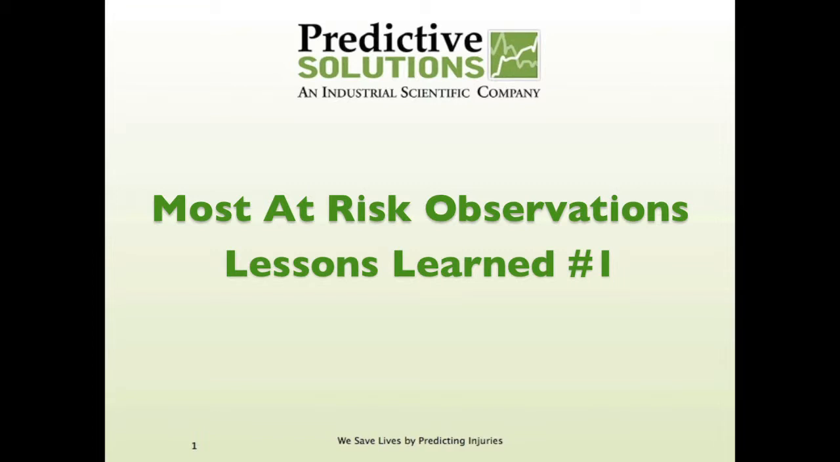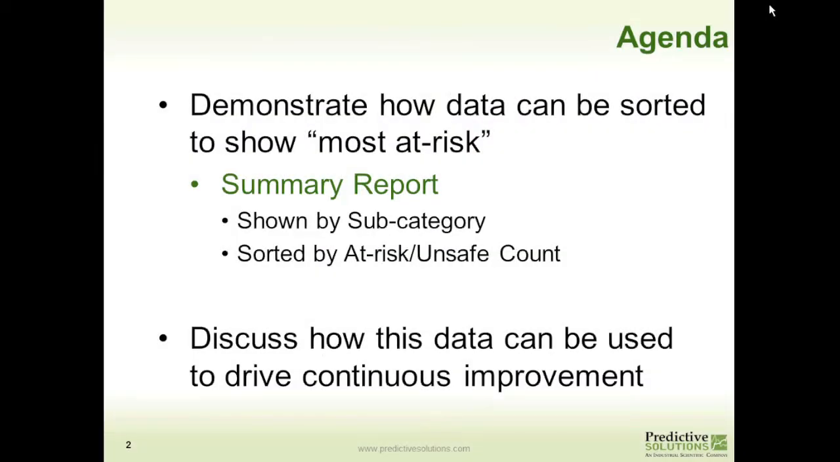This session, we will look at the most at-risk observations. We will demonstrate how data can be sorted to show most at risk. In particular, we will focus on the summary report. The data will be shown by subcategory and then sorted by at-risk or unsafe count. We will then discuss how this data can be used to drive continuous improvement.